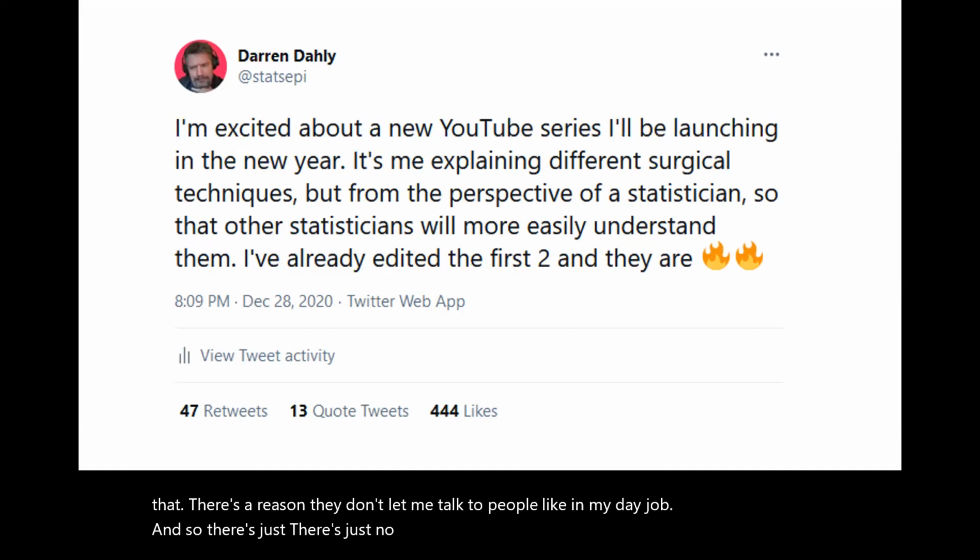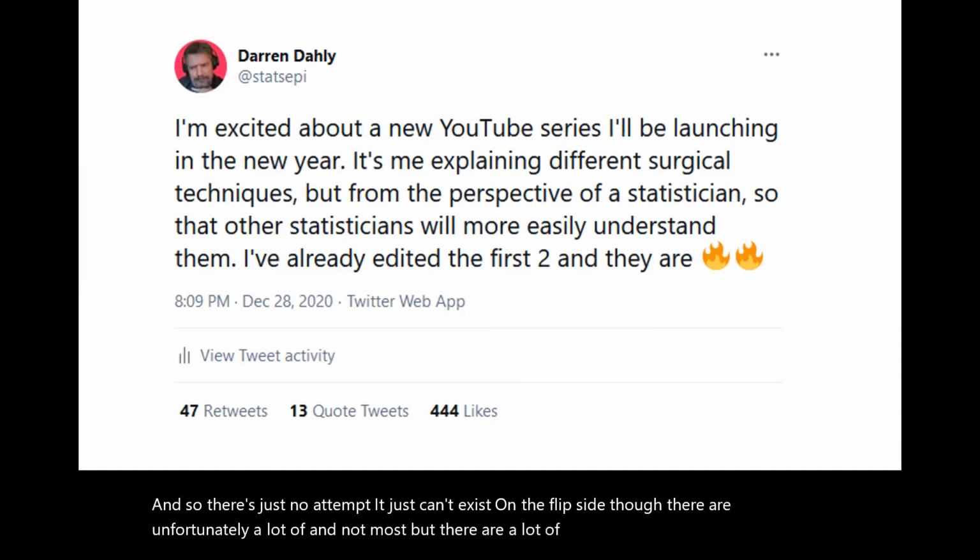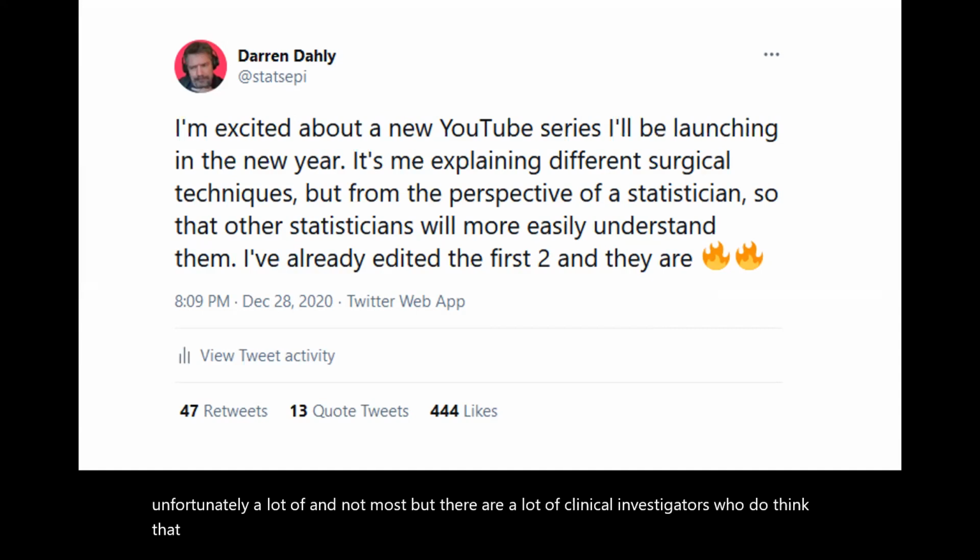It just can't exist. On the flip side, though, there are, unfortunately, not most, but a lot of clinical investigators who do think that they can match the expertise of someone who does this statistics thing full time. And sometimes that can create some challenges and some difficulties.